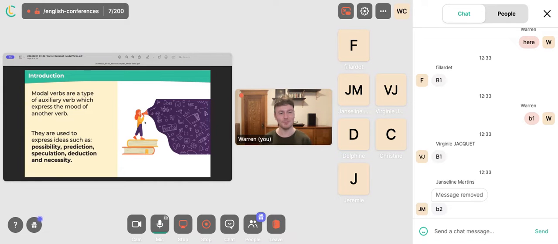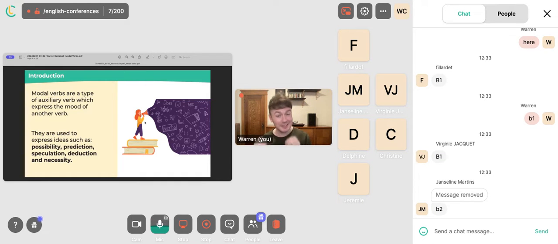So, modal verbs. I'm sure some of you know this already. They're basically a type of auxiliary verb or helping verb, and what they do is they can help express the mood of another verb. They are used for many purposes in English. You can use them to express possibility, prediction, speculation, deduction, necessity, giving advice, requesting things, many, many things we can use modal verbs for.